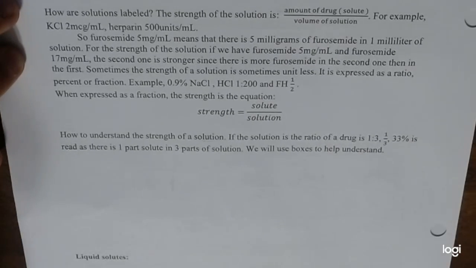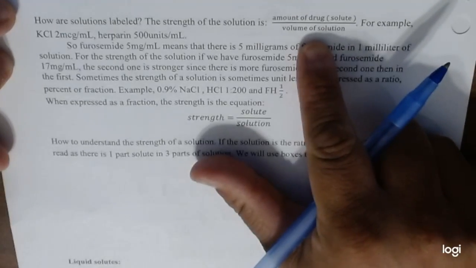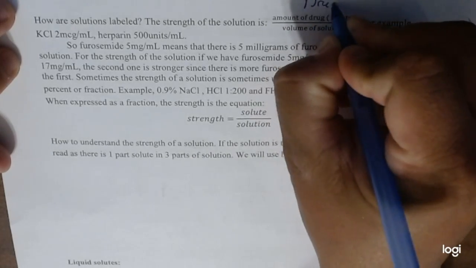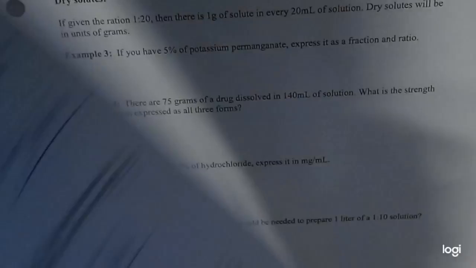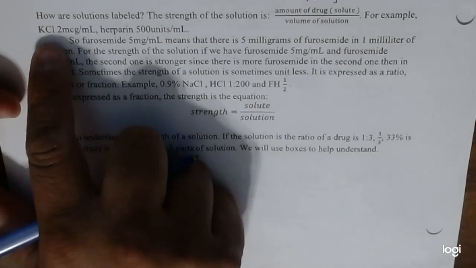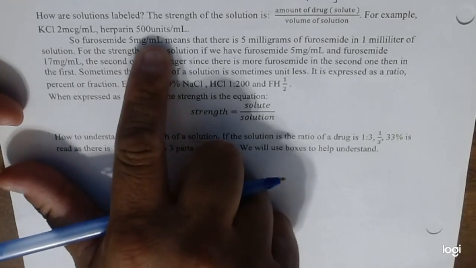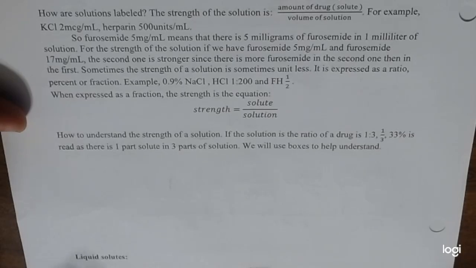So how are solutions labeled? The strength is the amount of drug, the solute, always divided by the volume of the solution. So it is the drug divided by the entire volume, meaning the sum of both the solute and solvent put together. That's always going to be the case. Here are some examples: KCl 2 mcg per milliliter, or heparin, 500 units per milliliter; we'll talk about units in a little bit. Volume is always in liquid, so it's always milliliters or liters on the bottom.